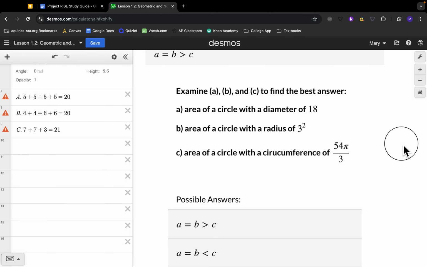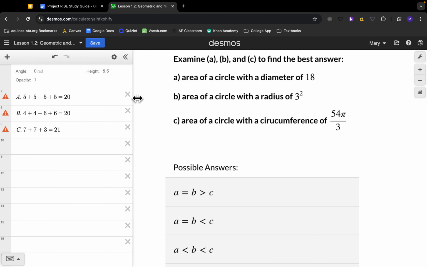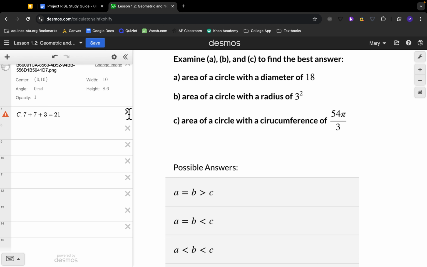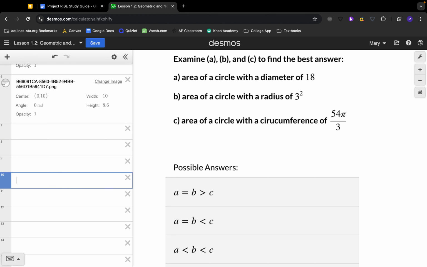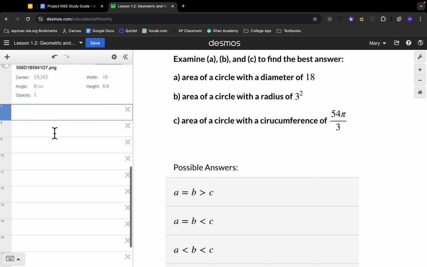And here is our last practice problem, and this one is slightly harder than the rest, but it's the same concept. So part A is option A. I keep getting confused, sorry guys. Option A is telling us the area of a circle with a diameter of 18. So we're told that our diameter D equals 18 in option A.